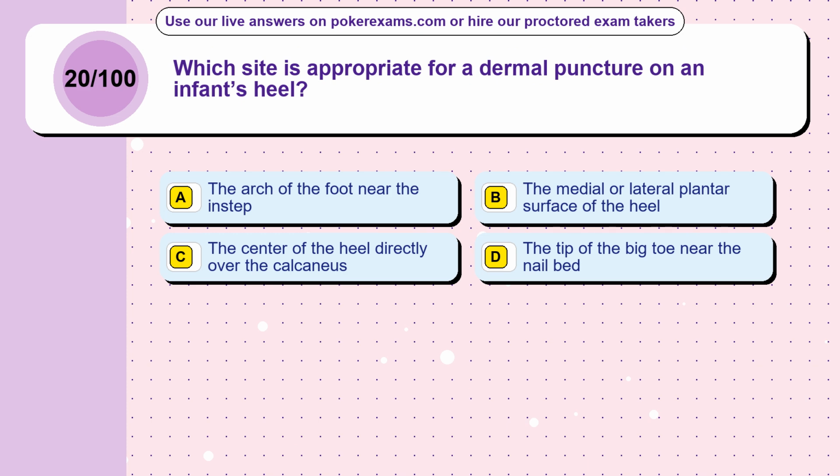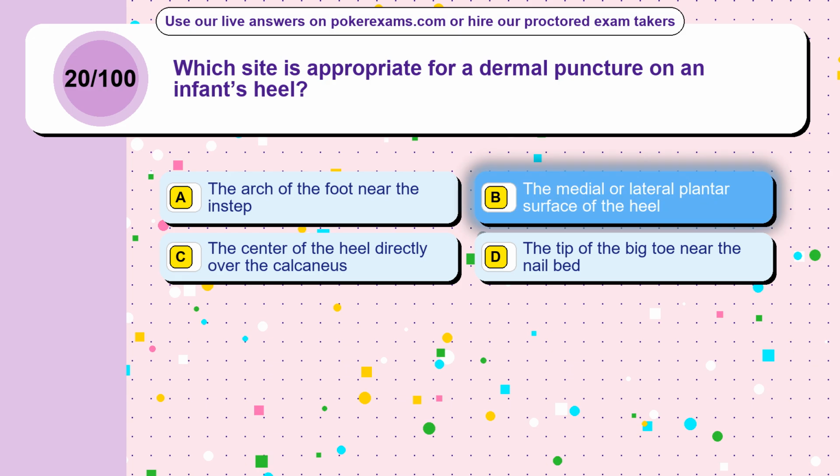Question 20. Which site is appropriate for a dermal puncture on an infant's heel? Option A. The arch of the foot near the instep. Option B. The medial or lateral plantar surface of the heel. Option C. The center of the heel directly over the calcaneus. Option D. The tip of the big toe near the nail bed.